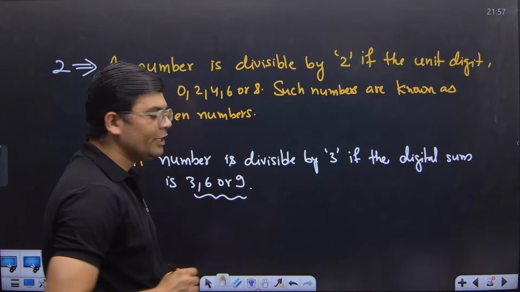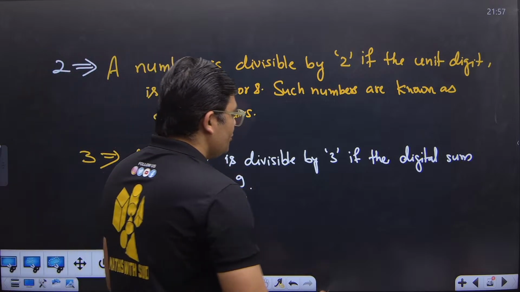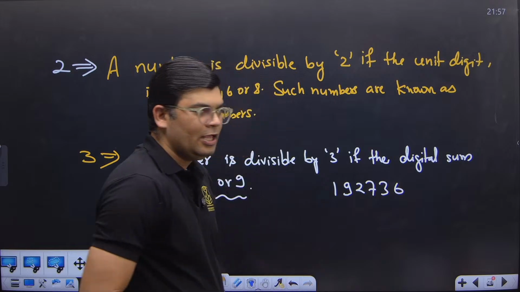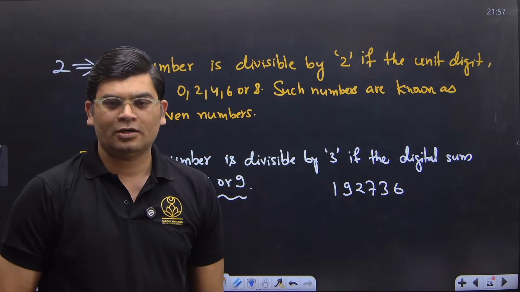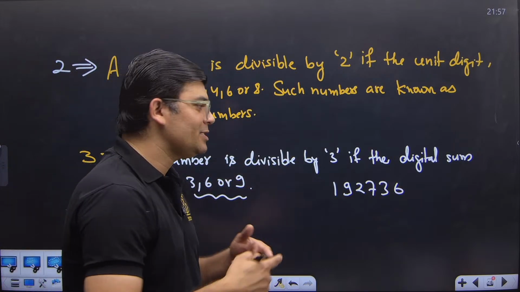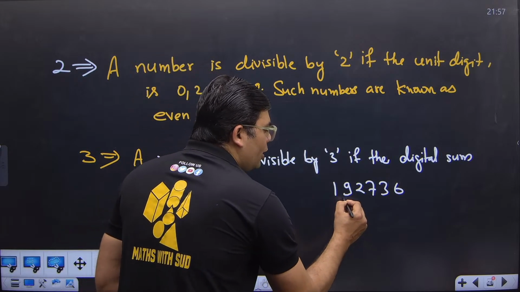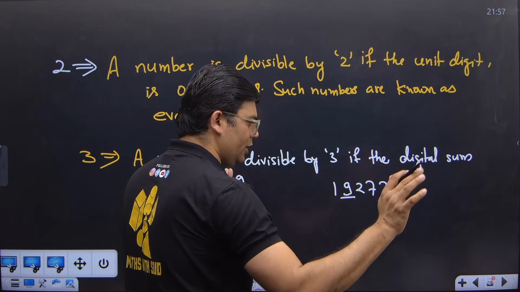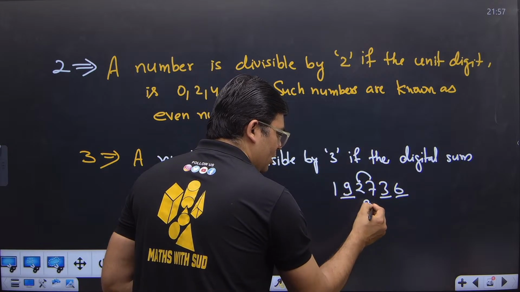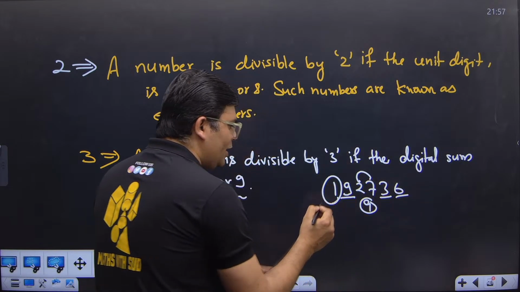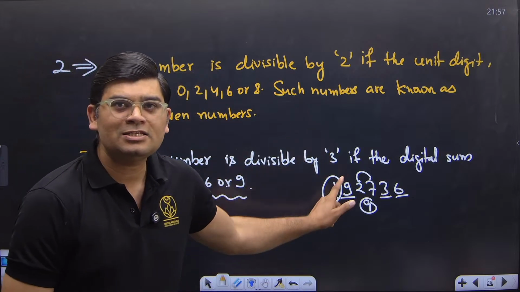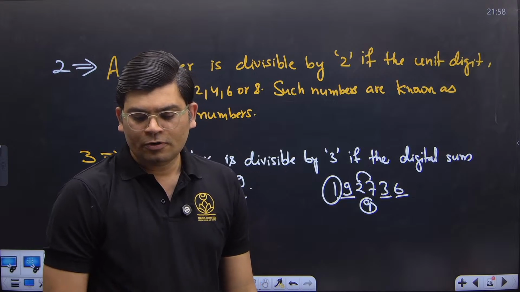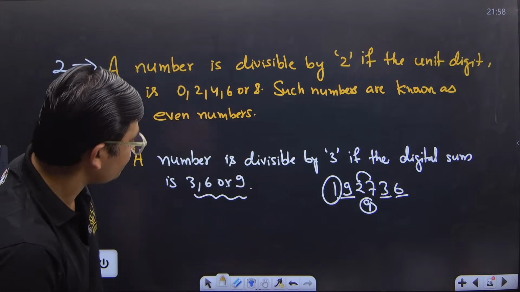Now they might be thinking, what is digital sum? So here is a trick. If I write a number 1, 9, 2, 7, 3, 6 and ask you, is this number divisible by 3? So you have to add all the digits, digital sum, and you should not add the numbers which involve 3, 6 and 9. So 9, 3, 6, ignore them. 7 plus 2 is 9, ignore them. 1. So we are left with 1. So we will say this number is not divisible by 3. Understood? Clear?